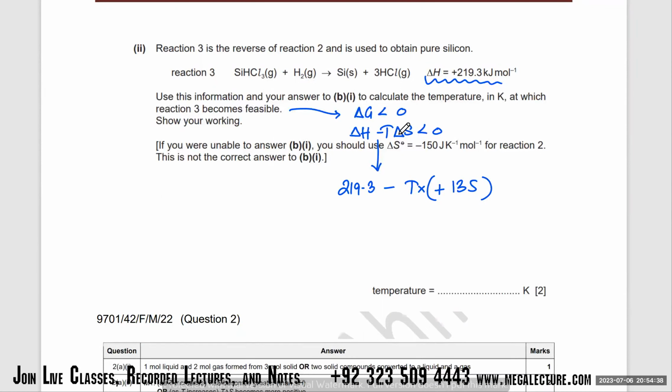Yes, sir. And I just have to solve for this, so it should be less than 0.